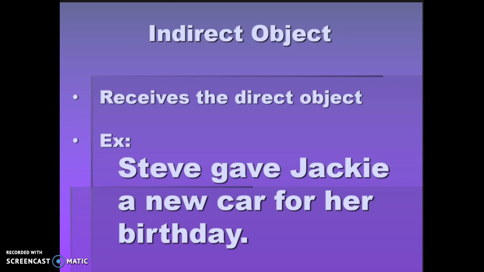In this sentence, there are four things to identify. We have to identify the subject, the verb, the direct object, and finally the indirect object. Our verb is gave. It's pretty easy. Well, who gave? That would be Steve. And Steve gave what? Well, he gave a car. That's the direct object.